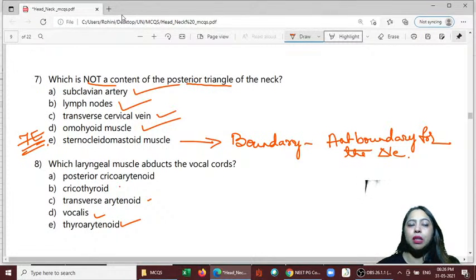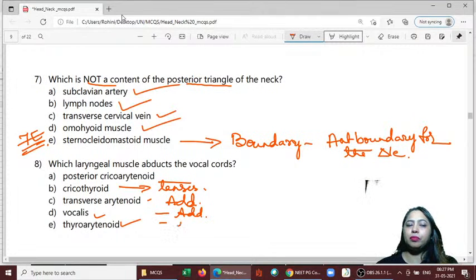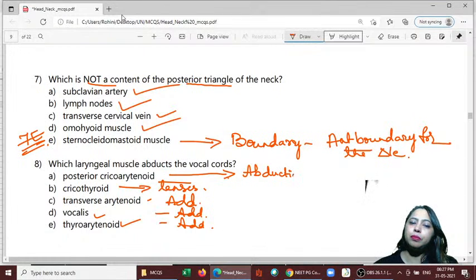Cricothyroid actually tenses the vocal cord. All of these do adduction, except the one you can see here, posterior cricoarytenoid, which will do abduction. And the answer here is 8A.